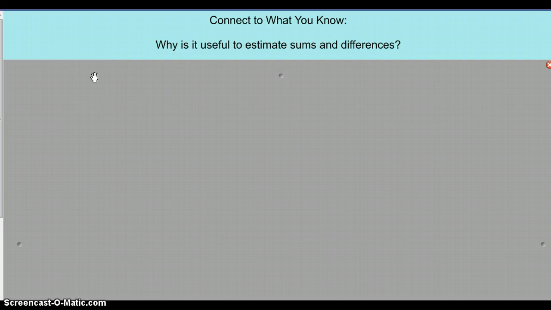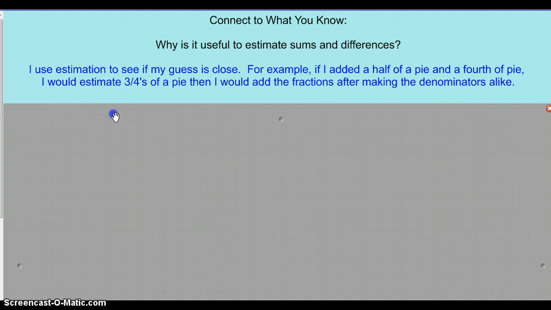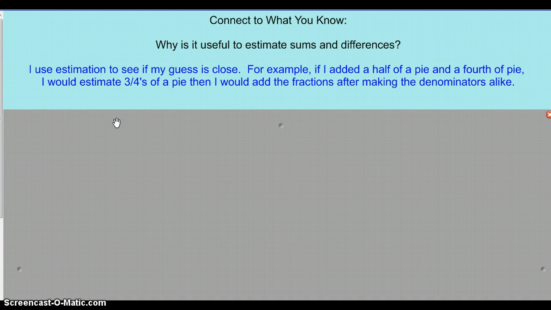Connect to what you know. Why is it useful to estimate sums and differences? I use estimation to see if my guess is close. For example, if I added a half of a pie and a fourth of a pie, I would estimate 3/4 of a pie. Then I would add the fractions after making the denominators alike to see if I'm right.